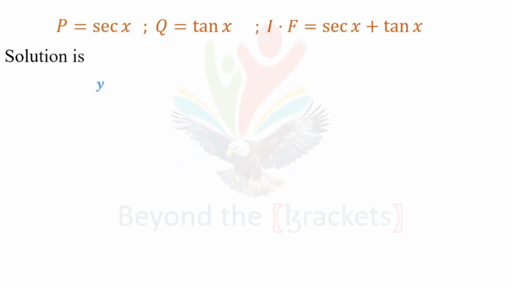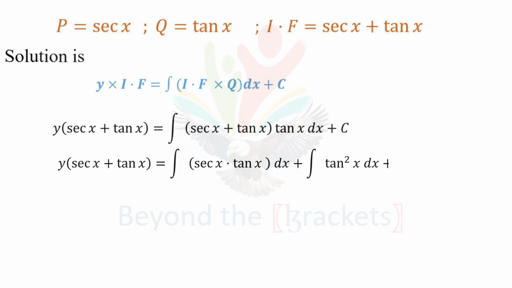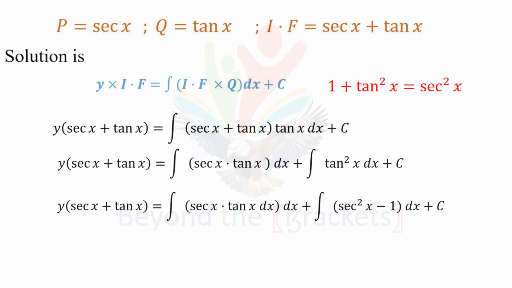Solution is y multiplied by integrating factor is equal to integration of integrating factor multiplied by q with respect to x plus c. Substitute the values of q and the integrating factor. Separating the integrals for both the terms, we get integration of secant x into tan x with respect to x plus integration of tan square x with respect to x plus c. Here tan square x can be written as secant square x minus 1. Integrating further, integration of secant x into tan x with respect to x is secant x. Integration of secant square x is tan x, and integration of 1 with respect to x is x.